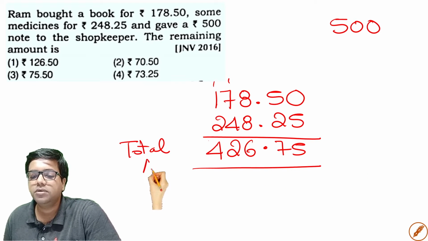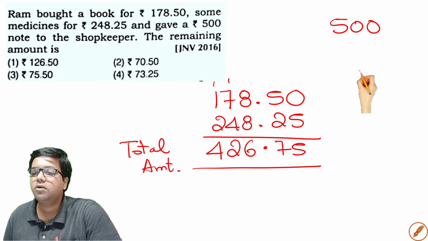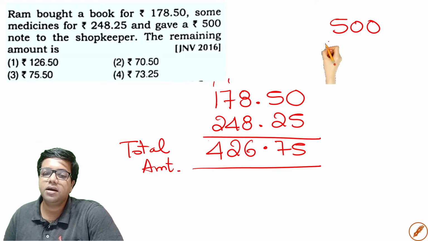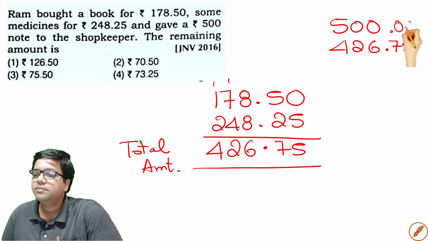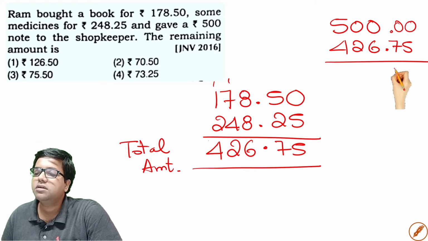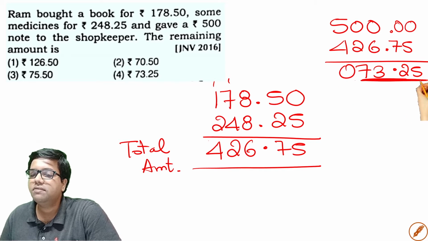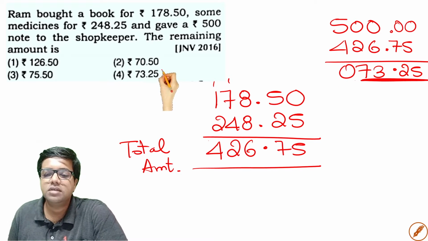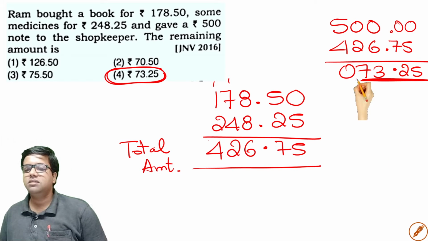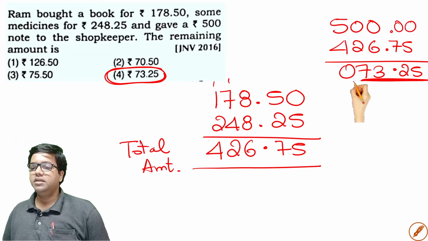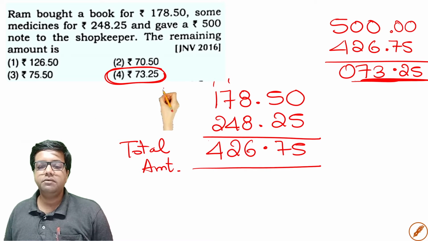Total amount. So what is the amount that he has to take back? The remaining amount would be found by subtracting this total amount from the initial amount. Okay. So let's do subtraction. This will give me 25 and 370. Therefore 73.25 is the right answer for this question. So Ram is remaining with the amount 73.25 rupees.